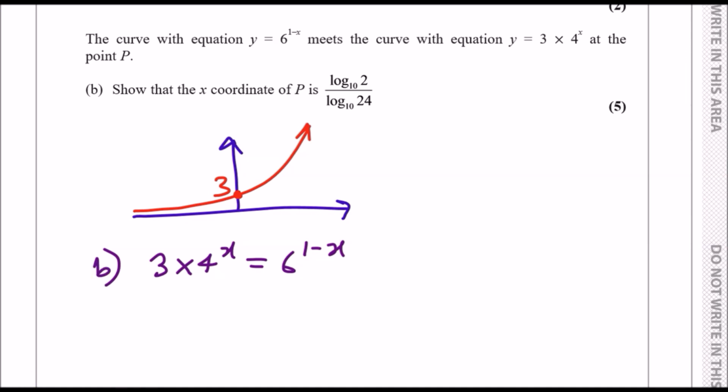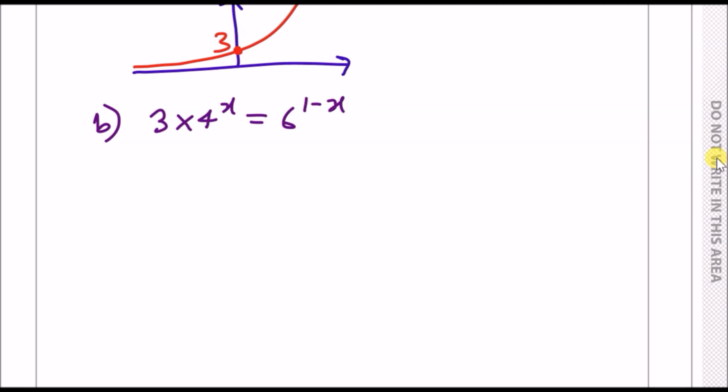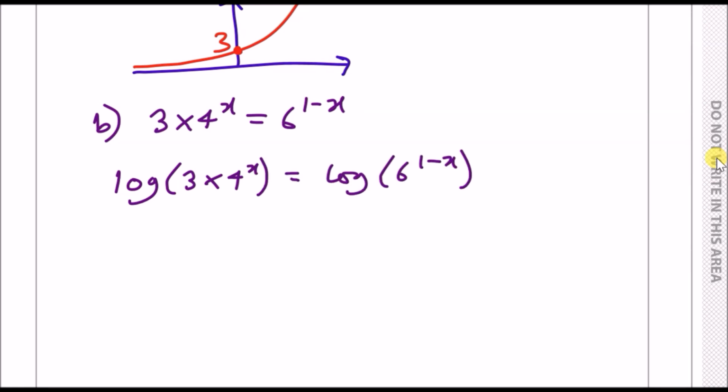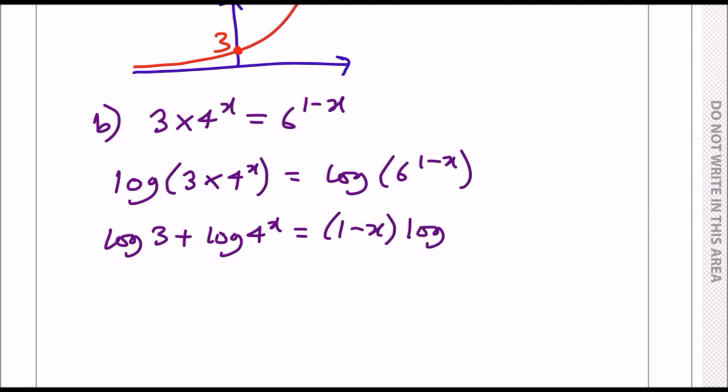And to resolve this, guys, you can just take logs on both sides, and that's personally the easiest way to do it. So taking logs on both sides, you can have log of 3 times 4 to the x equals log of 6 to the 1 minus x. Now, one of the properties of logs is that if you're multiplying inside, it's like adding 2 separate logs. So we're going to have log 3 plus log 4 to the x. And when you've got powers in the log expression, these go in front of the log. So the 1 minus x goes here, so 1 minus x times log 6.